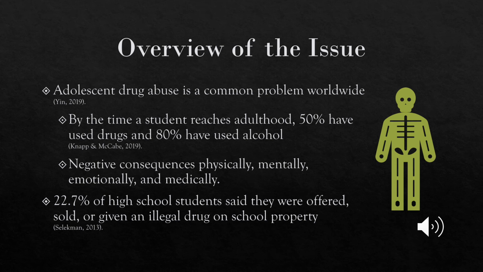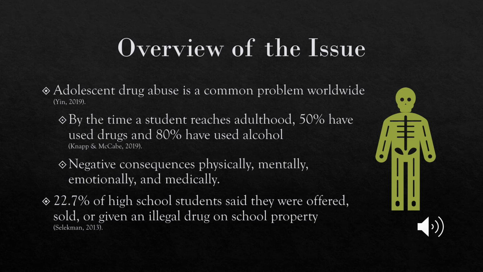Drug use is a common problem for 15 to 24-year-olds. By the time a student reaches adulthood, 50% have used drugs and 80% have used alcohol. There are many negative consequences to drug and alcohol use, including driving under the influence, unprotected sex, violence, crime. It affects growth and development. It affects learning and memory. There's an association between substance abuse and mental illness, suicide, and homicide. Medical consequences include addiction, overdose, STDs, HIV, stroke, heart attack, kidney or liver injury, seizures, and even death.